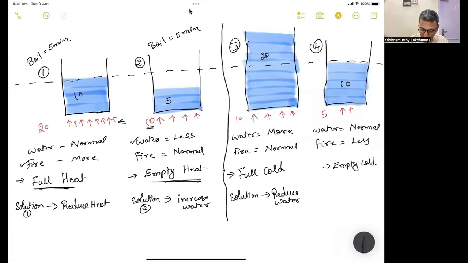And in the fourth, what is the solution? Increase the heat, increase fire. So in both the third situation and the fourth situation, the person will feel cold. But the reason for cold is different. In the third situation, the water is more. But in the fourth situation, the fire in the person is less. That is why the person is feeling cold.